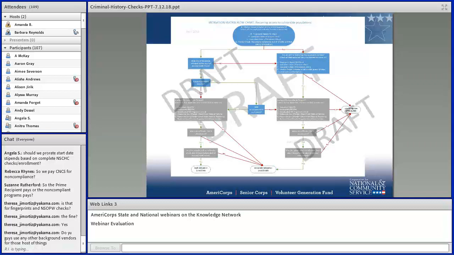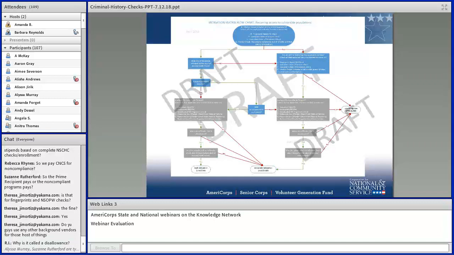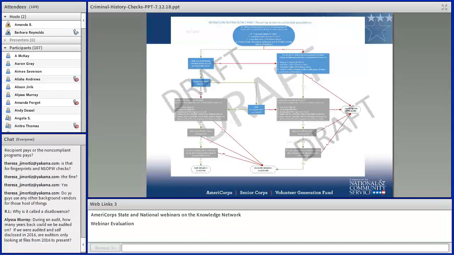Do you guys use any other background vendors for these host of things? So yes, there is a vendor for your FBI checks. It's called FieldPrint. FieldPrint is a vendor that is approved by CNCS to provide you FBI checks. And in a couple slides I have more information about it, so we'll get to that as well. And we are in the process of getting another vendor to do the state and NSOPW for you.